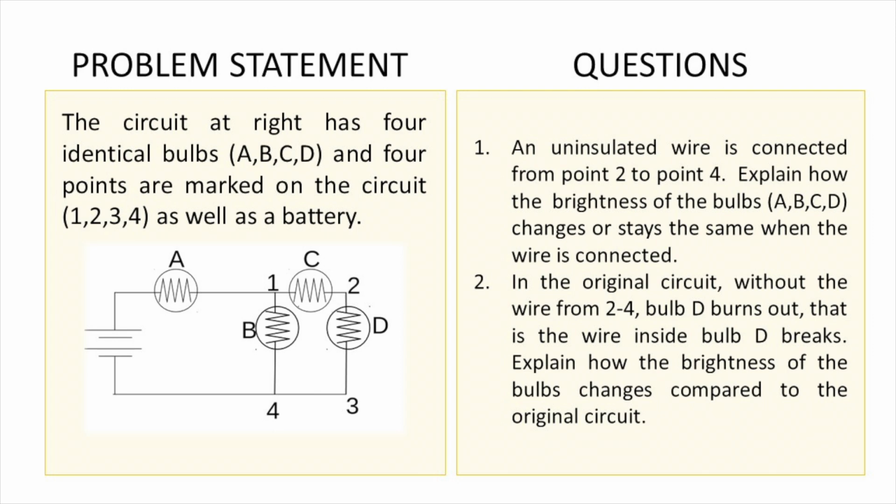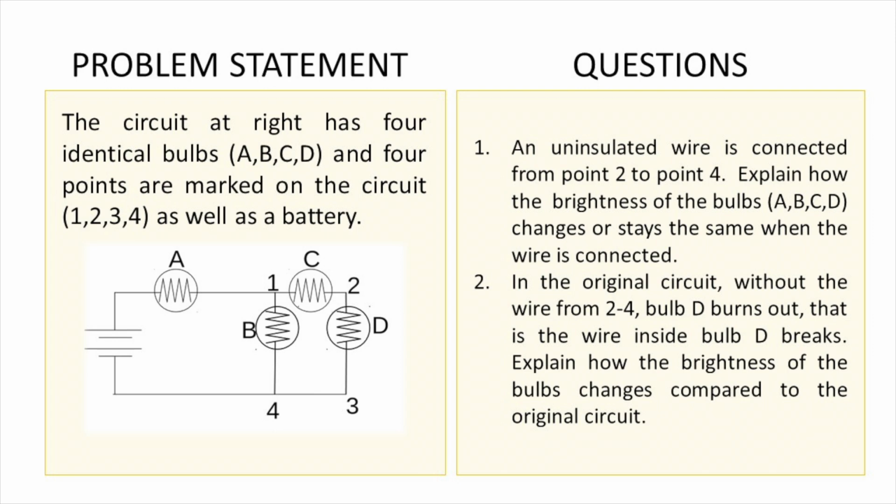So this is the circuit that we're going to be working with. We basically have 4 light bulbs in this problem, as well as 1 battery. And this is a 2-part problem, so let's go ahead and read part A. An uninsulated wire is connected from point 2 to point 4 on the diagram, and we need to explain how the brightness changes or stays the same when the wire is connected. It could either be brighter, stay the same, dimmer, or off.